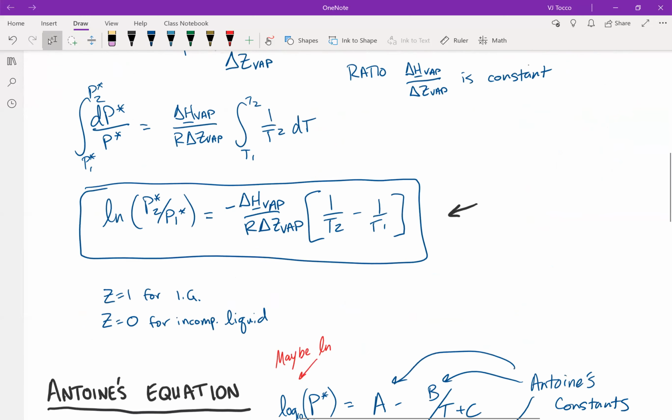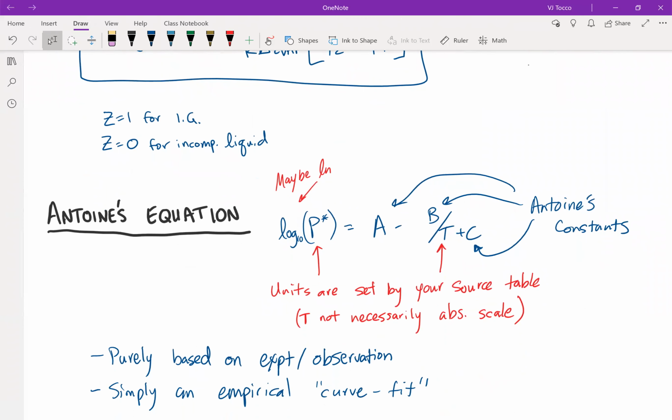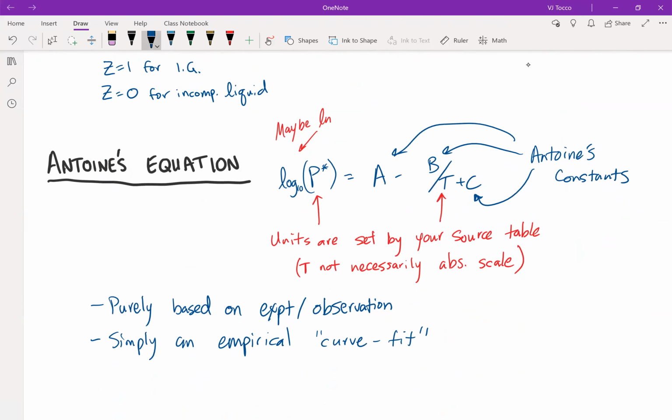And then from there, the calculation is pretty easy. You just look up the Antoine's constants. If you know the value of T that you're trying to find the P star for, you plug in everything and calculate your P star, or vice versa.